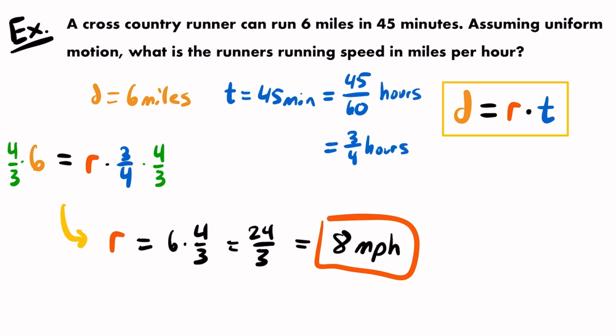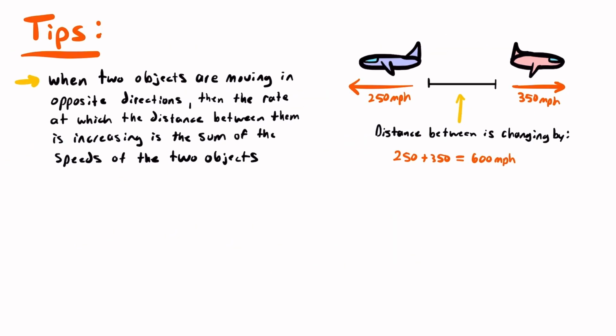Okay, so this was an example of one of the more basic types of uniform motion problems, but a lot of uniform motion problems that you will encounter won't just feature one object in motion, like we saw here, they will feature two objects in motion. And so we're going to look at examples of that in just a little bit, but first, there are some things that you want to be aware of before you start to try to solve those types of uniform motion problems. And so here's what you want to know.